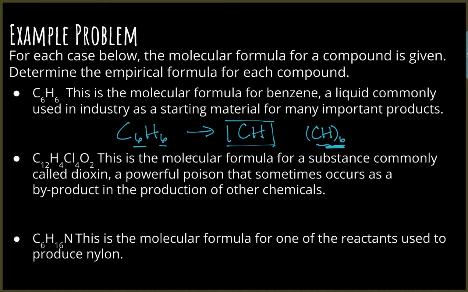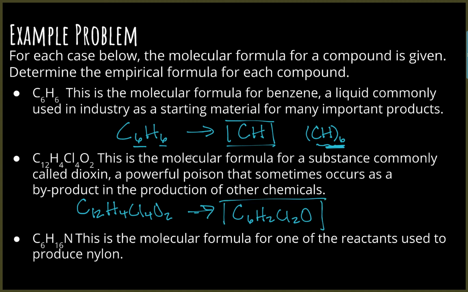Okay, our next one is a substance called dioxin, which is a poison that can be a byproduct of some chemicals. So this is C12H4Cl4O2. Again, we're looking to see if we can reduce those subscripts. All of those subscripts could be divided by 2. So then my empirical formula would be C6H2Cl2O. I'm dividing all of those subscripts by 2, and that would then give me the empirical formula.